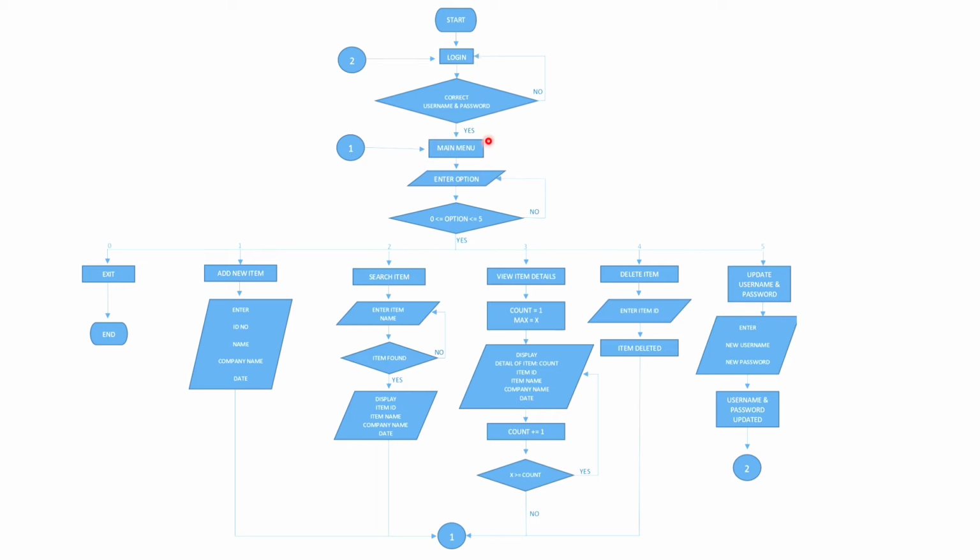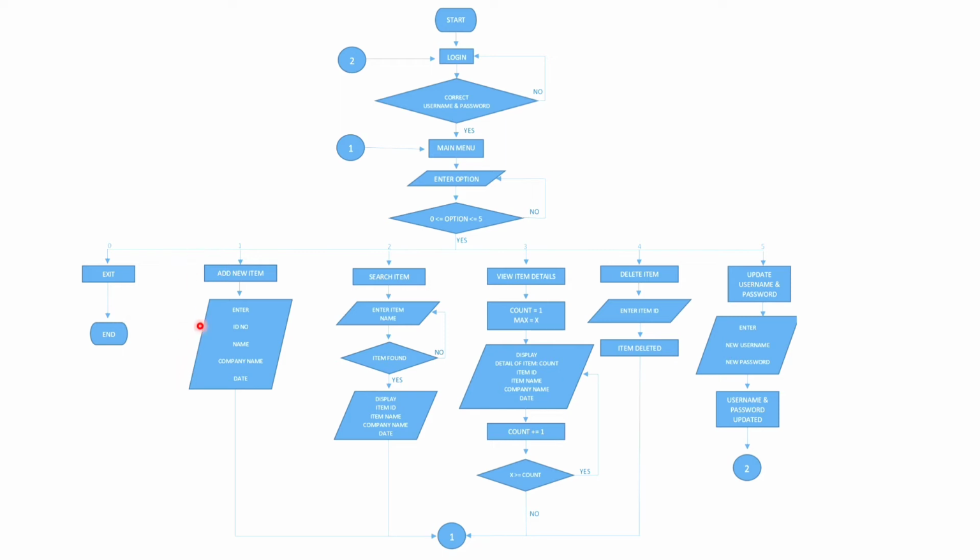In the main menu, there will be 6 options from 0 to 5. If we enter an option within the range, then it will bring us to the selected option. If the selected option is out of range, then it will return to the main menu to enter the option again. So now let's see the options one by one. For the first option, which is exit, once we enter 0, then it will directly end the program.